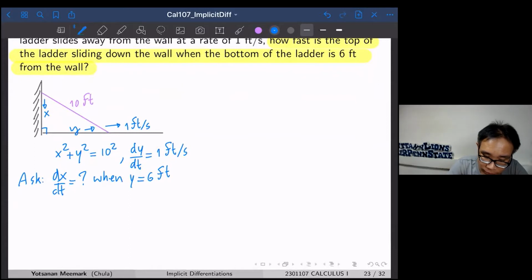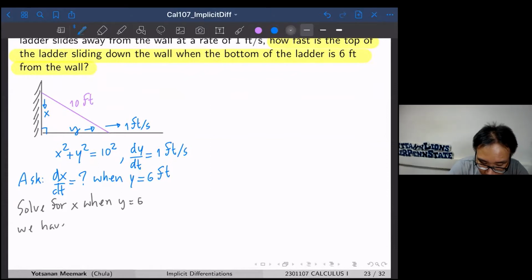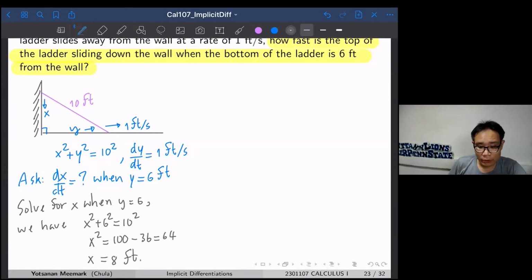So we solve for x first. So for x, when y equals 6, we have x squared plus 6 squared equal to 10 squared. So it's going to be x squared equal to 100 minus 36. So it's going to be 64. So you get x equal to 8 feet. Okay. So we're not going to say x equals plus or minus 8 because x is positive. Okay. So x is positive.